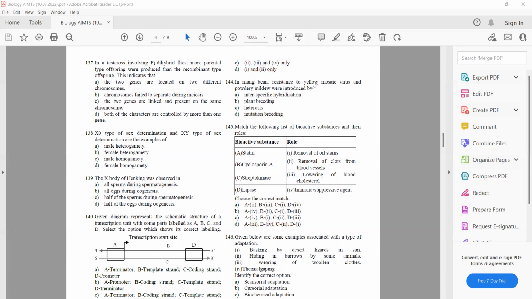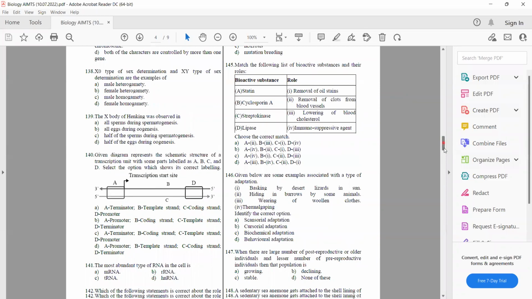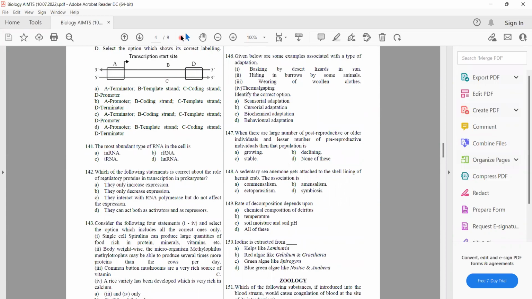146, given below are some examples associated with the type of adaptation. So we are supposed to identify which type of adaptation this is. Basking by desert lizards in sun, we know this is a behavioral adaptation. Even hiding in burrows by some animals, wearing of woolen cloth, thermal gaping, all these are examples of behavioral adaptation.